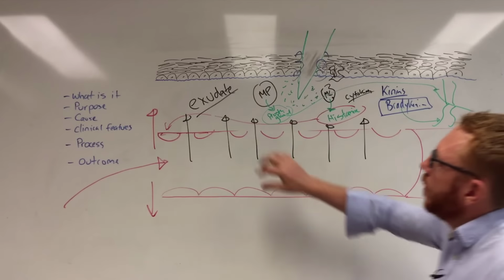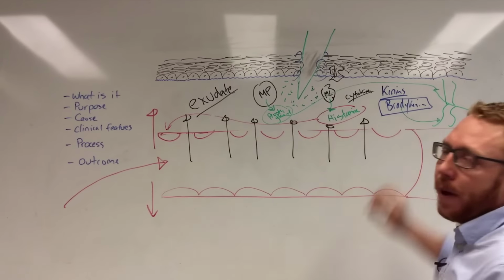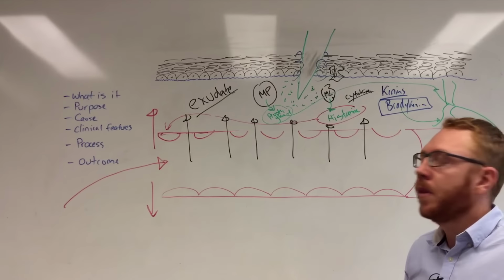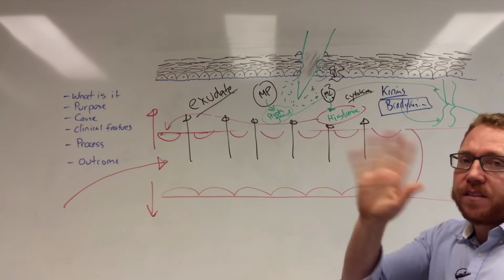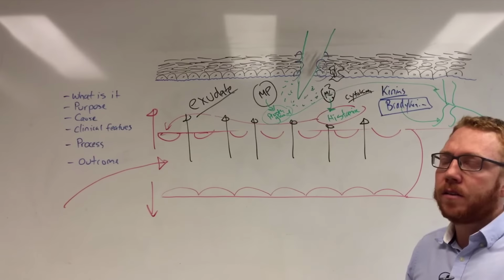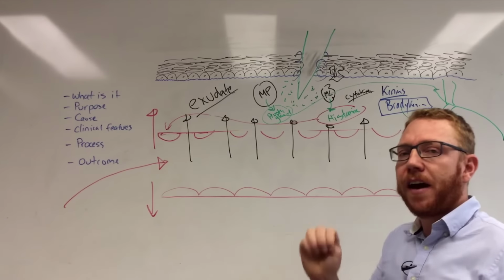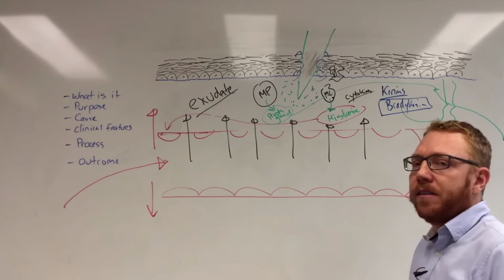Probably the combination of the exudate and the pain is going to lead to the fifth sign, being the loss of function. So there you go. That's the five localized signs of inflammation there. Now we move into the third phase, which is the cellular phase.